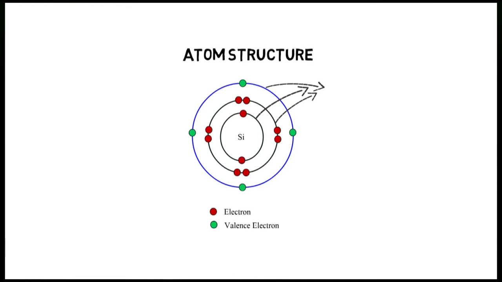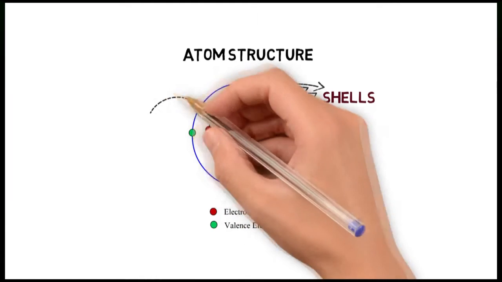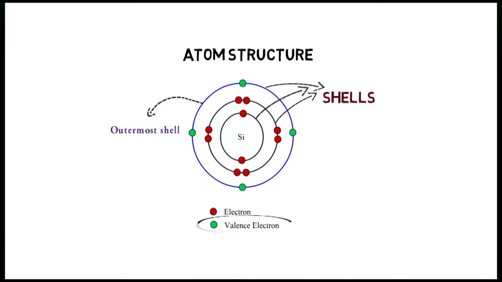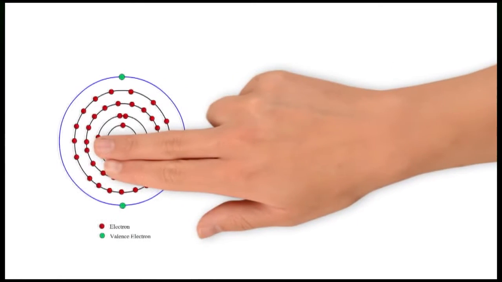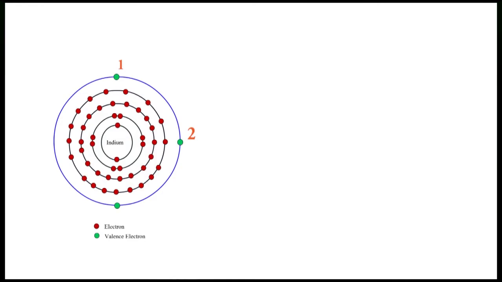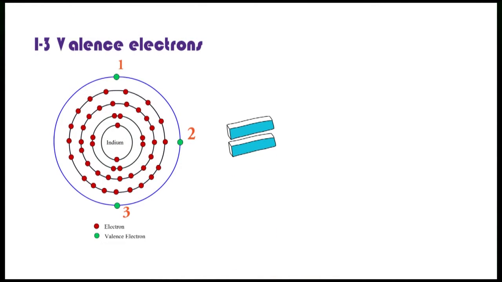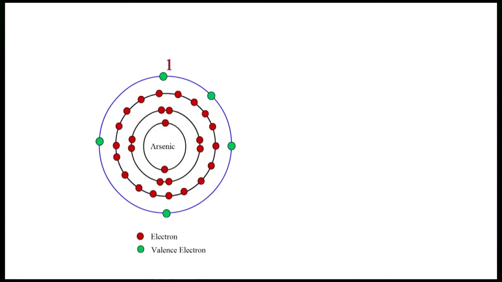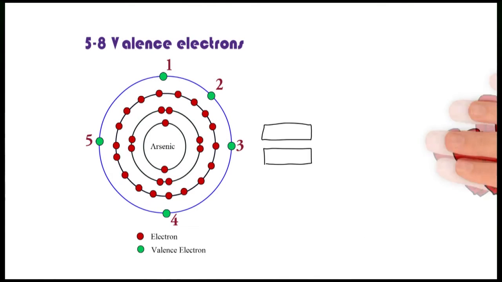Here comes a basic but important fact about an atom. The number of electrons in the outermost shell, which is called valence electrons, determines the characteristic of the atom. If the number of valence electrons is within the range of 1 to 3 electrons, the atom inherits the conductive material characteristic. If the number of valence electrons is within the range of 5 to 8 electrons, the atom has the characteristic of an insulator.